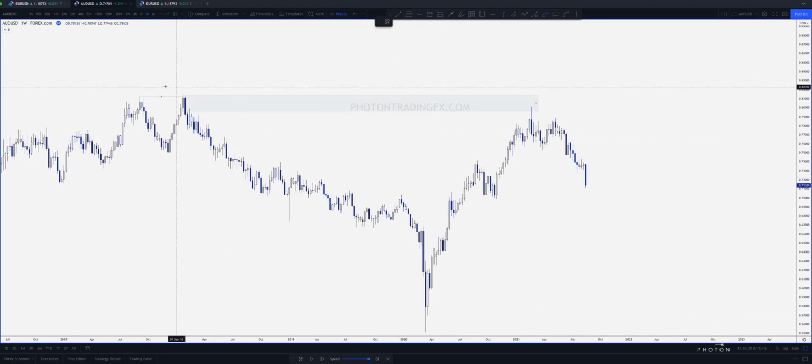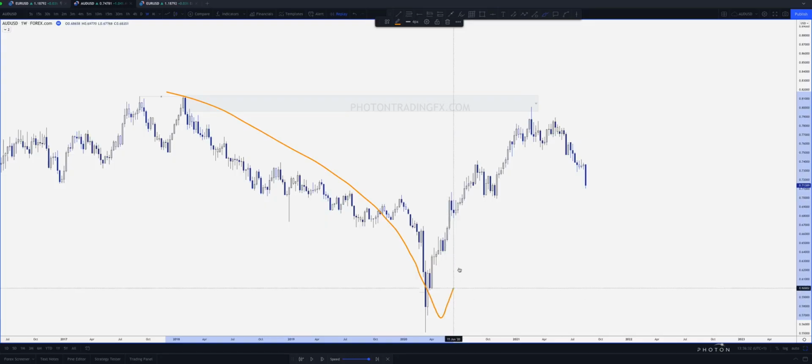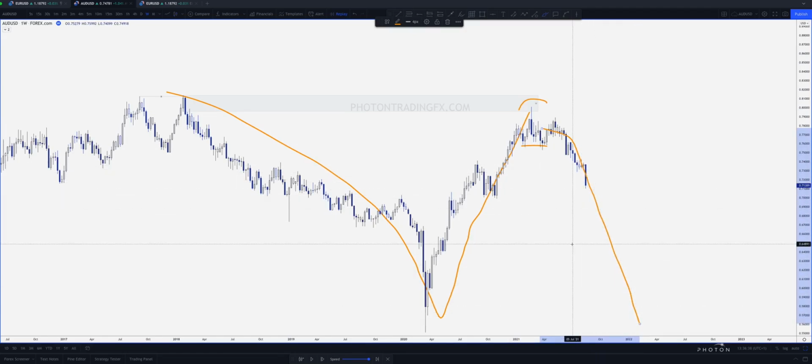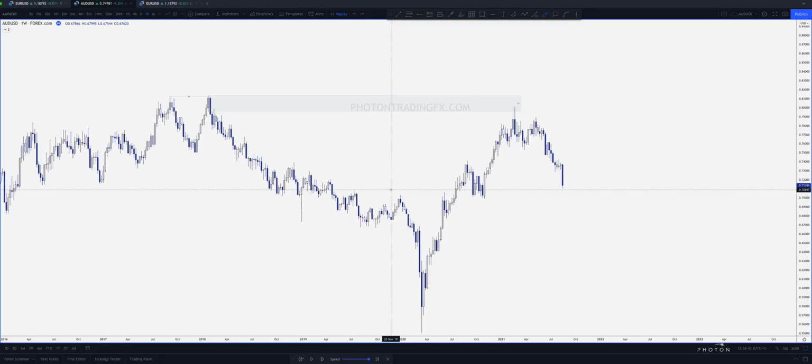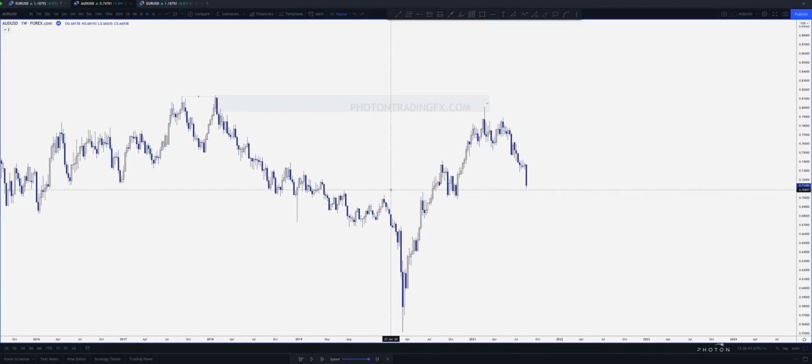Or if you view this as one whole leg down, then simply that was just a pullback up into the extreme to form a lower high, right? Change of character, and now we are potentially trending to the downside. Okay, I'm a little bit more, I wouldn't necessarily call it aggressive, but I'm a bit more tight with the way that I would define structure.